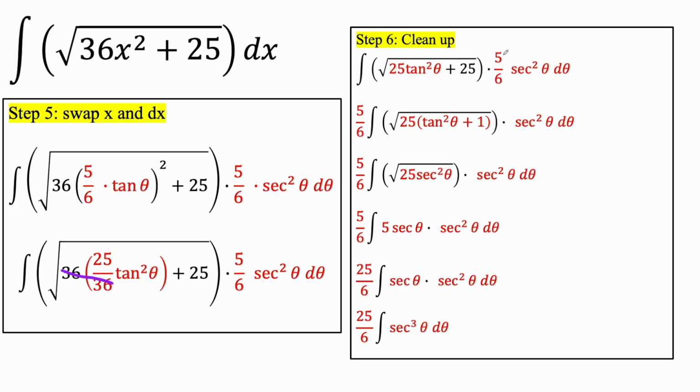Then I'm going to take this 5, 6, and put it in the front. And also, I'm factoring out a 25 for this piece right here. Now, tan squared theta plus 1 is equivalent to secant squared theta. So we have the square root of 25 secant squared theta. The square root of 25 is 5, and the square root of secant squared theta is secant theta, times our secant squared theta d theta. Now this 5, I'm going to connect here. So 5 times 5 is 25, so I have 25 divided by 6. And secant theta times secant squared theta gives us secant cubed theta, d theta.